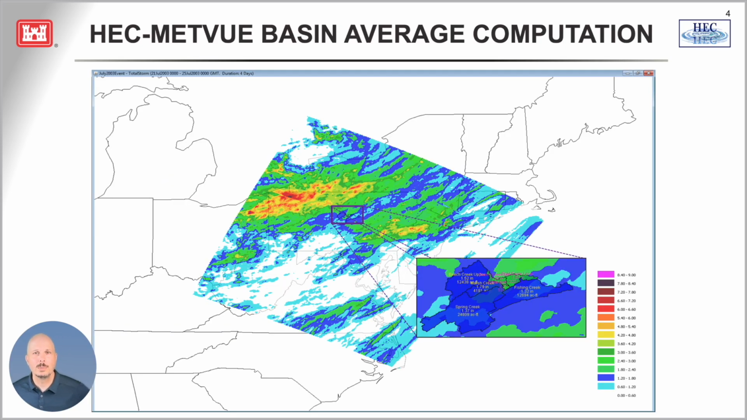HEC-MetVue can also compute basin average statistics on the fly. There are two required inputs for that. One is a meteorological dataset, like a set of precipitation or temperature grids, and the other is a basin shapefile. You can see in this illustration there are 4 days worth of precipitation grids loaded over a basin shapefile. As soon as the precipitation grids are loaded, HEC-MetVue automatically computes and displays the aggregate or total precipitation depths and corresponding volumes per subbasin.